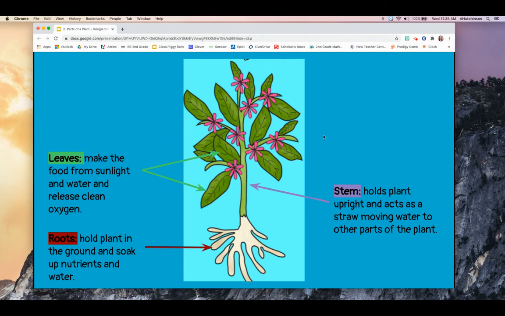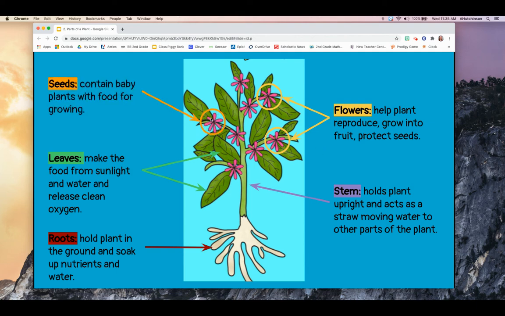The next part we're going to talk about are the flowers. Flowers help the plant reproduce or make new plants. They can grow into fruit, and they protect the seeds. That must mean our last part of the plant are the seeds. Seeds contain baby plants with food for growing.